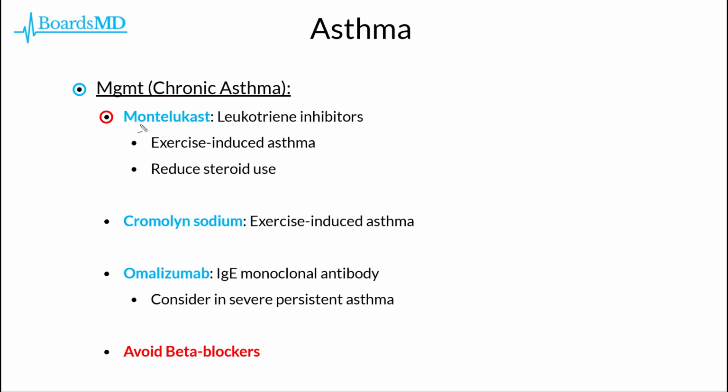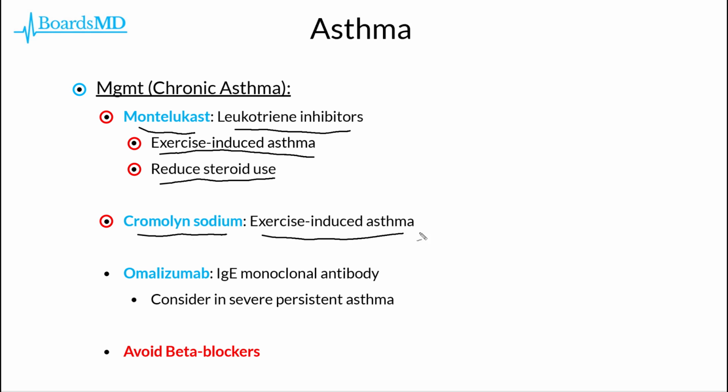Next, we have montelukast, which is a leukotriene inhibitor. This has several uses, including in the case of exercise-induced asthma, as well as in aspirin-induced disease. Additionally, montelukast can be used in order to wean patients off of steroids and to decrease their steroid use. Other agents you may come across include cromolyn sodium, which is sometimes used in patients with exercise-induced asthma.